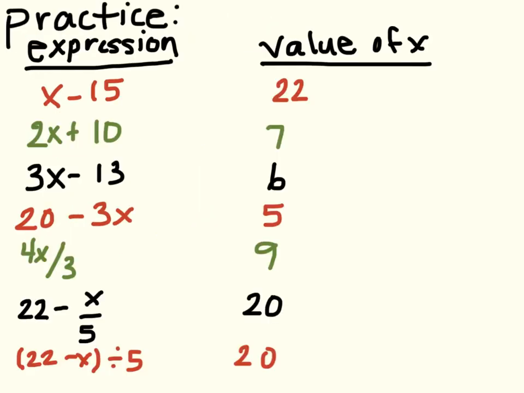Practice this idea on your own. For each of the following expressions, evaluate for the given value of X. For example, if X is equal to 22, what is the value of X minus 15? And moving down the chart here, what is the value of 22 minus X divided by 5 if X equals 20? And then what happens if you change the order of the operations? What is the value of 22 minus X divided by 5 if X equals 20? Please go ahead and work through these examples.